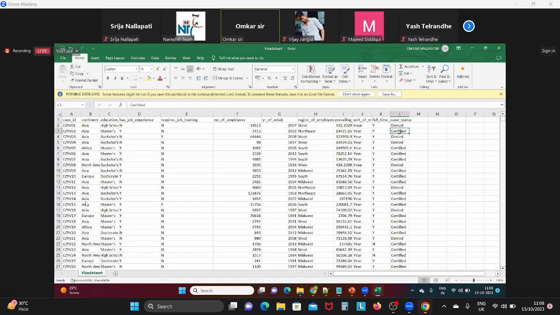That means you have data here. What is the main target column here? Case status is the main target column, because tomorrow a new applicant ID will come. He provides Asia, the degree, all the details, and my machine learning model will automatically say whether I can certify or deny. That is called a machine learning algorithm. Correct? That is the idea.